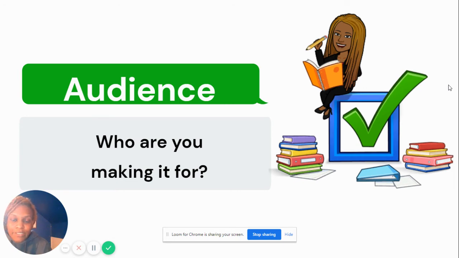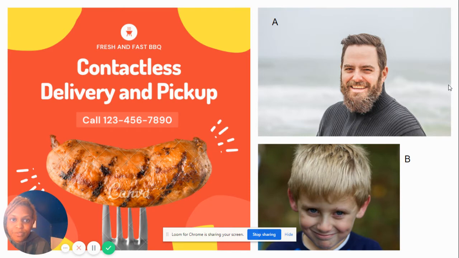Okay, now your audience. Your audience is who you're making it for. So who are you making this design for? So when we think about specifics of a target audience, you want to be as specific as possible. So you want to have a niche. So that doesn't mean that if somebody asks, who are you selling your product to? Of course, most people are going to say they want to sell to anybody and everybody.